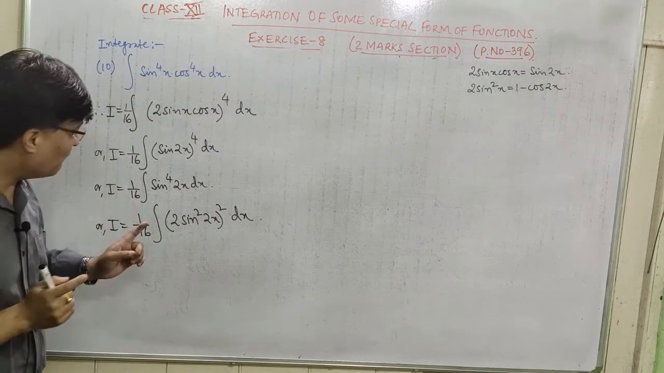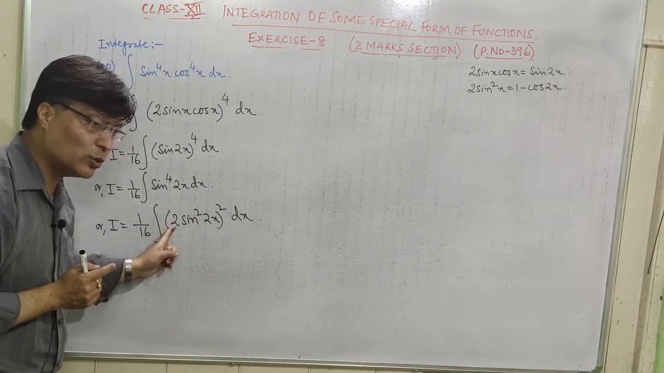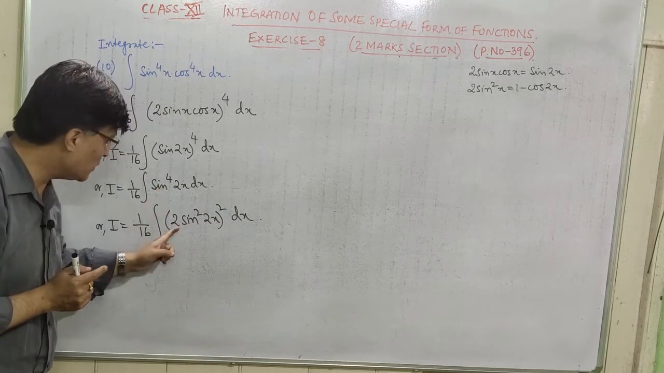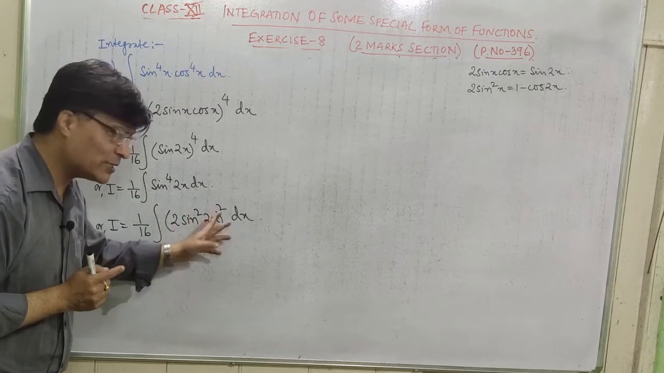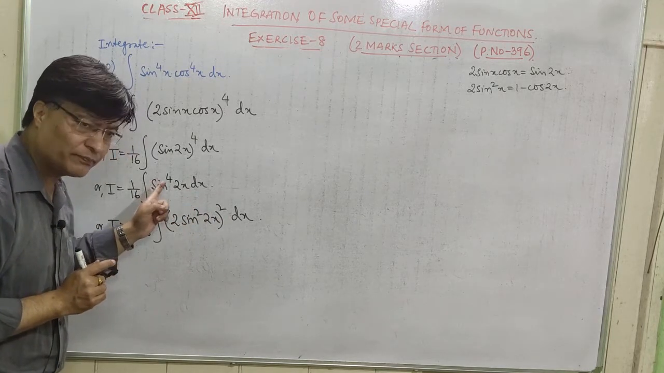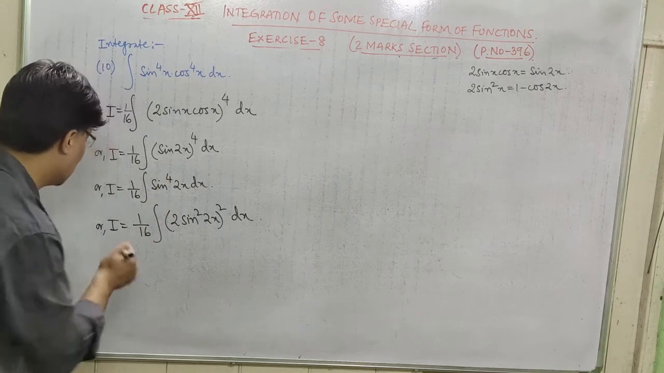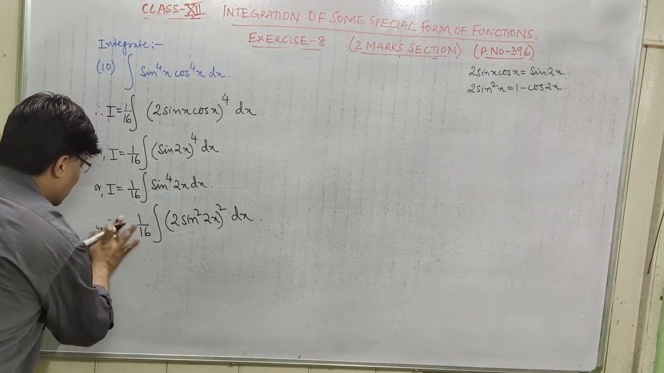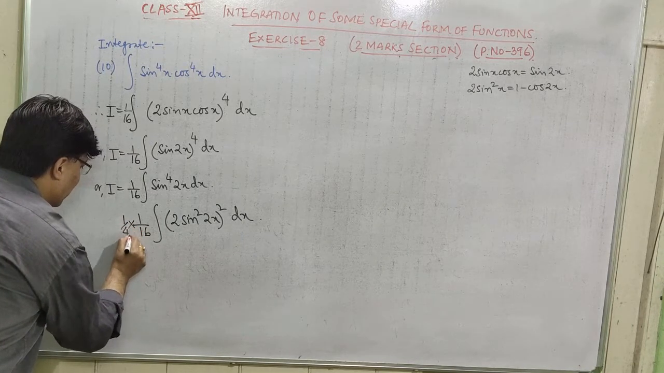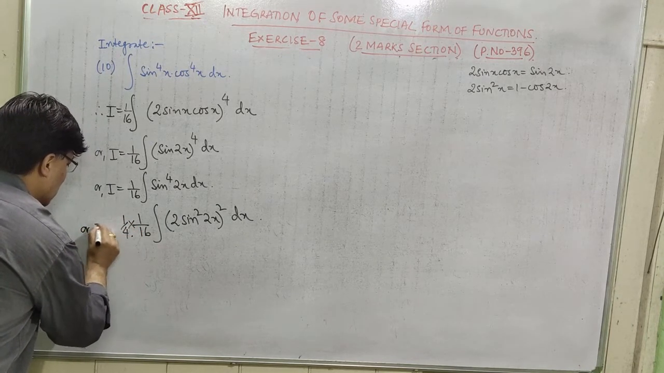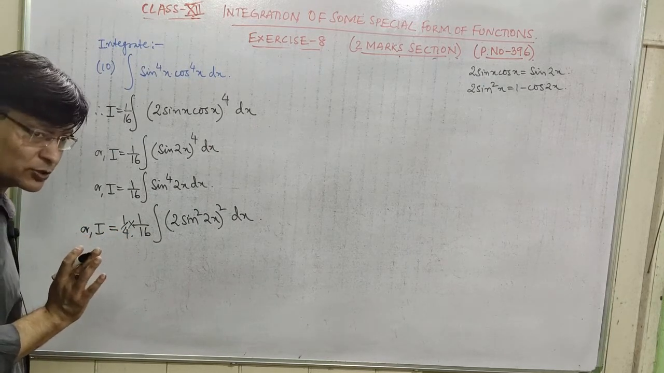So if you simplify it, 2 sin square 2x whole square, 2 whole square is 4. It will be 4 sin to the power 4 2x. Sin to the power 4 2x is correct, but is there 4? Is it 4 sin to the power 4 2x? No, you should cancel it. So in the front you can write into 1 by 4, or this is I is equal to. So I hope you have understood it.